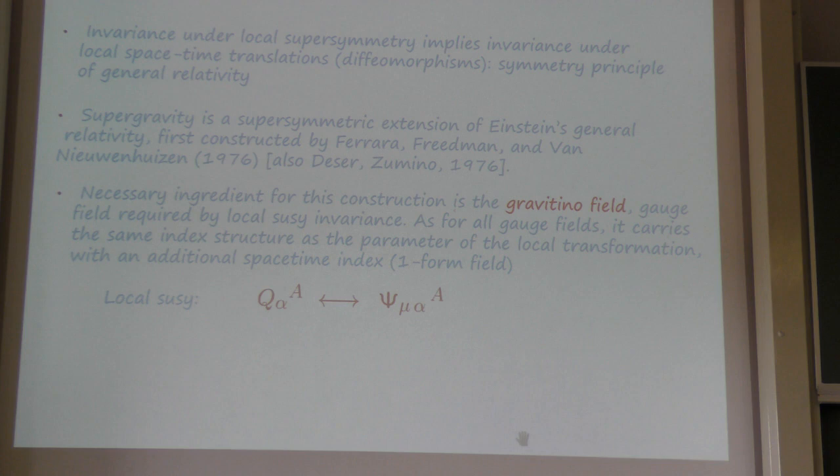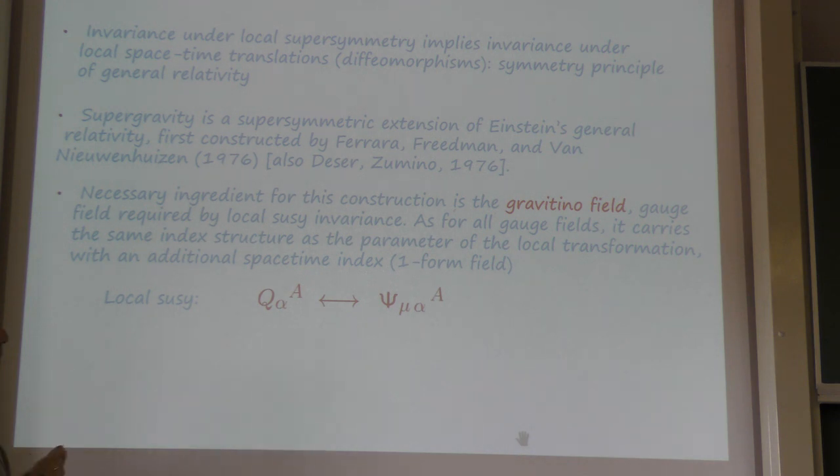So the main ingredient in locally supersymmetric theories, which are called supergravity because they contain Einstein's gravity. They are a supersymmetric extension of Einstein's gravity, so they are called supergravity. So the main new ingredient with respect to global supersymmetric theories is the gravitino field. The gravitino field is the gauge field associated with this new local invariance, this local supersymmetry invariance.